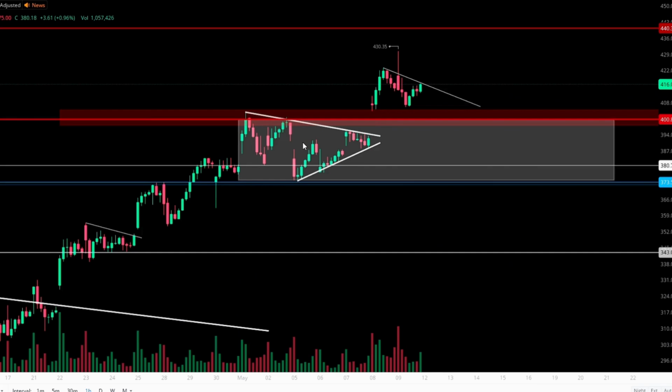I do believe there is a good situation that happens again. So let's keep an eye on this descending resistance. Let's see if it continues to formulate within this, or if it just goes right away.